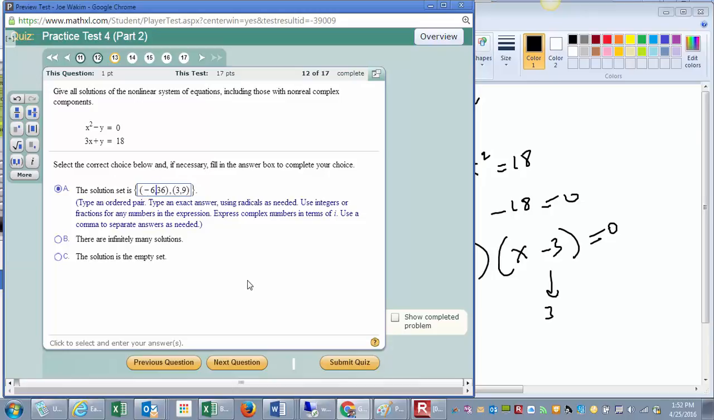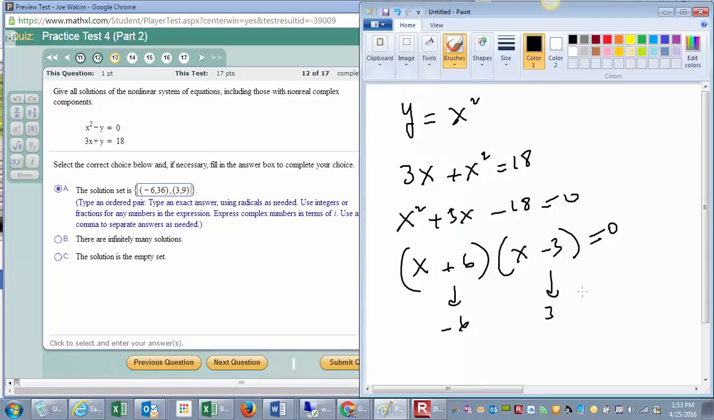And let's see the solution set, ordered pair. Okay. So use a comma to separate answers. So we're doing good. Again, this is a parabola and this is a straight line and they intersect at 2 points. Okay, let's go to the next one, number 14.